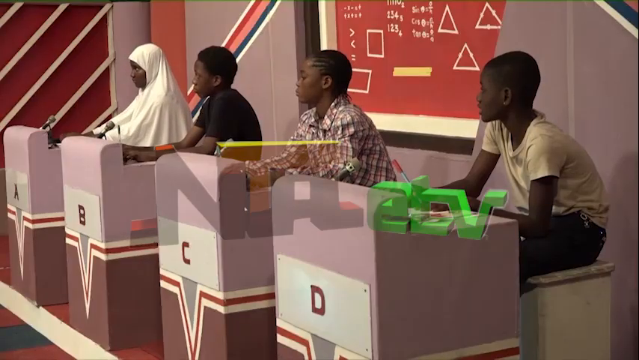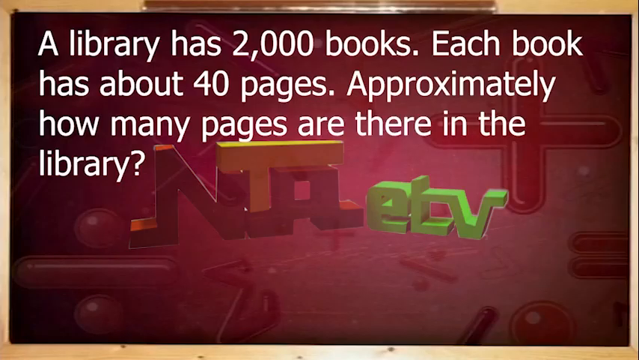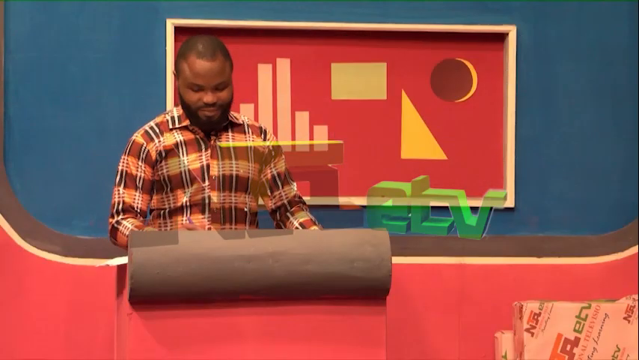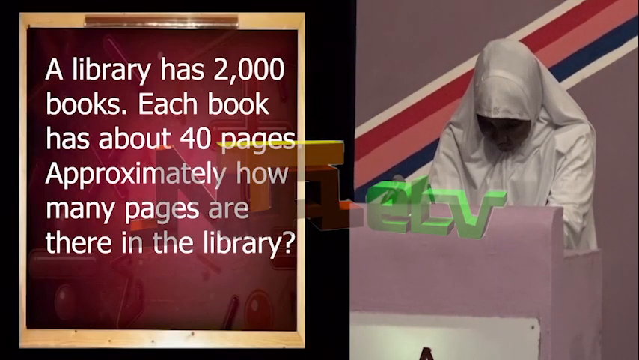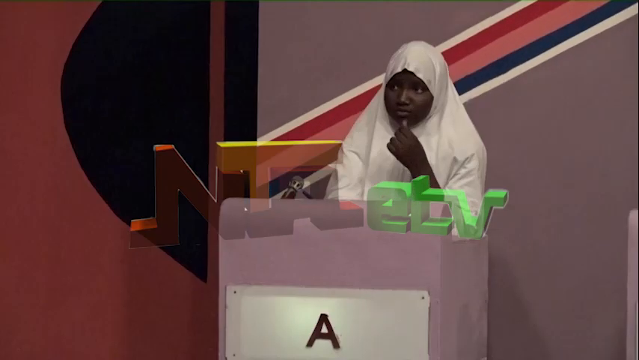Contestant A, your question. Number 12. A library has 2,000 books. Each book has about 40 pages. Approximately how many pages are there in the library? 80,000. And that is correct.